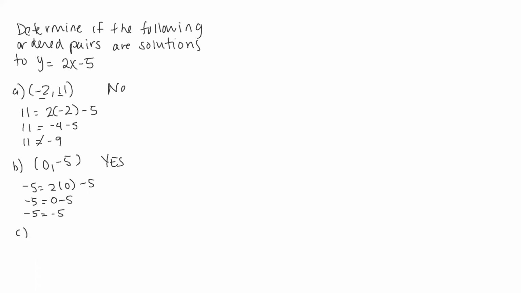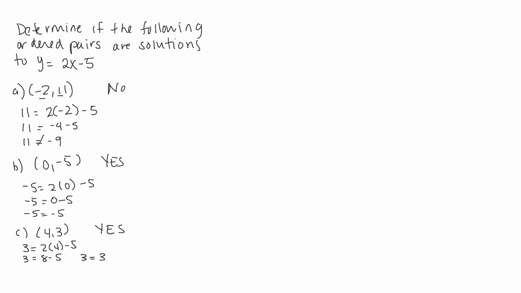Let's do one more. Let's try the ordered pair 4, 3. So y is 3, x is 4. So I get 3 equals 8 minus 5. 2 times 4 is 8. And then we subtract the 5. So 8 minus 5 is 3. So let's see, we get 3 equals 3, which is true. So we would say, yes, this is another solution to the equation y equals 2x minus 5.